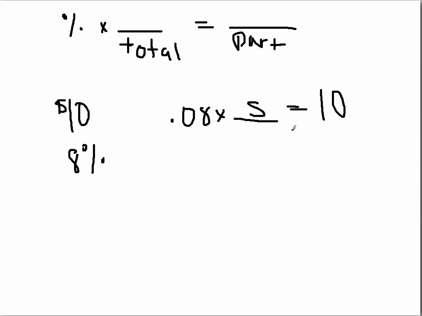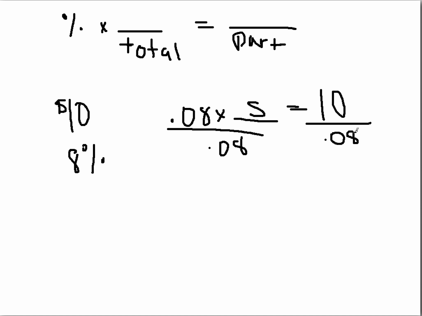This is where we start to have some confusion. We need to solve an equation here. I have 0.08 times S. Anytime we solve an equation, we're going to do the opposite. So what's the opposite of multiplication? The opposite is going to be division. So I'm going to divide both sides by 0.08.